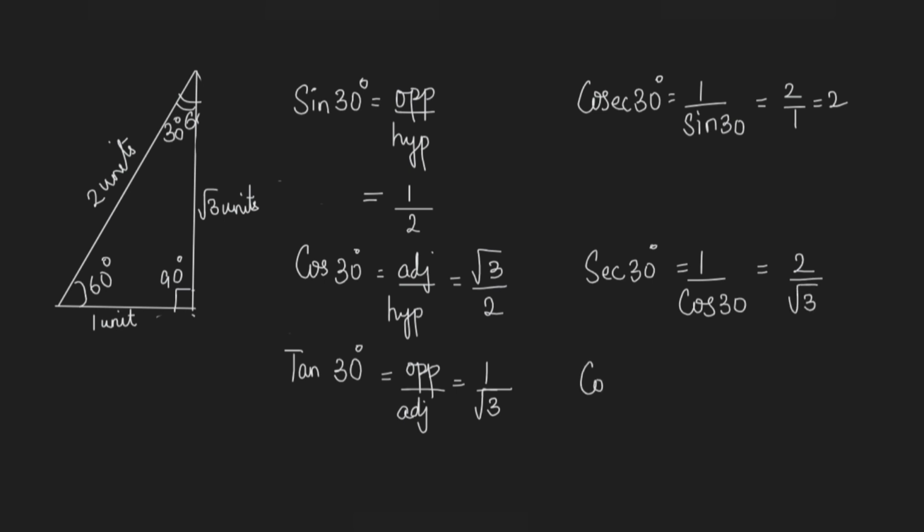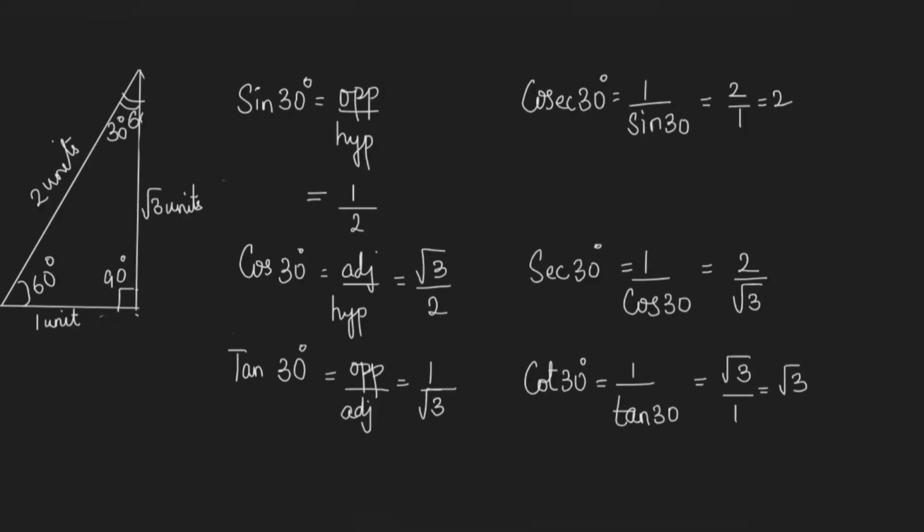Now tan 30 and the reciprocal of it is cot 30. So we can easily find out cot 30 by doing the reciprocal of tan 30. Now tan 30 is 1 over root 3. So cot 30 would be equal to root 3 over 1, which can be written as root 3.